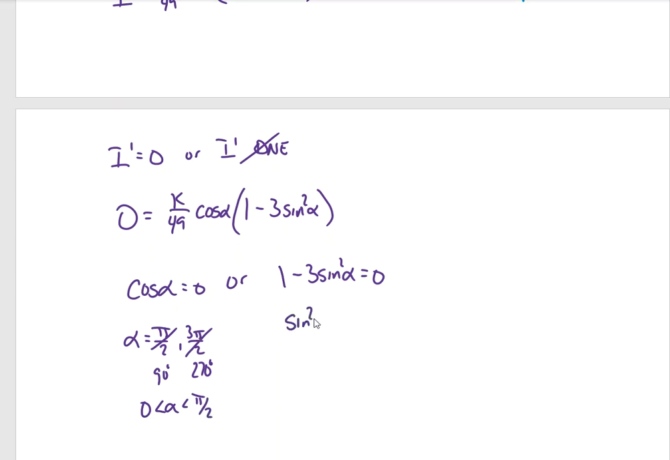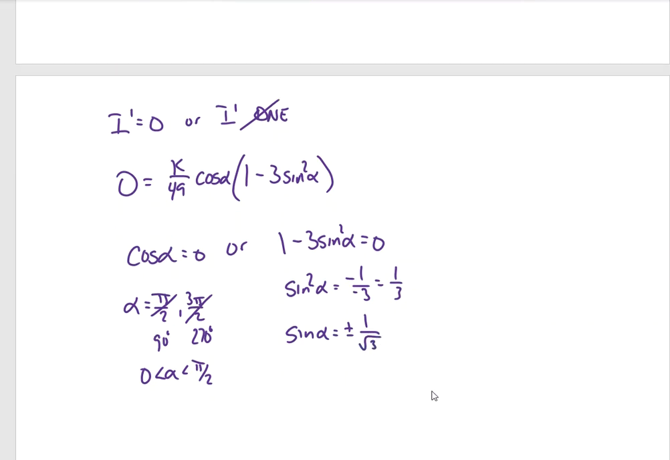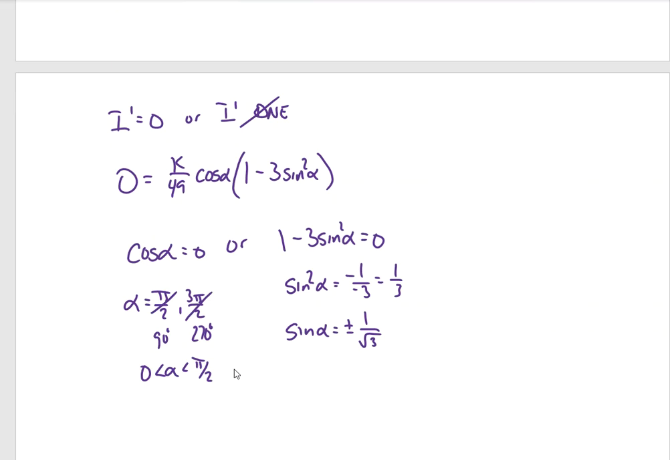Here, we'll have the sine squared of alpha. Let's subtract 1, divide by 3. And when we take the square root, sine of alpha is plus or minus the square root of 1/3. The square root of 1 is 1. Let's call it what it is. But we know alpha is acute.